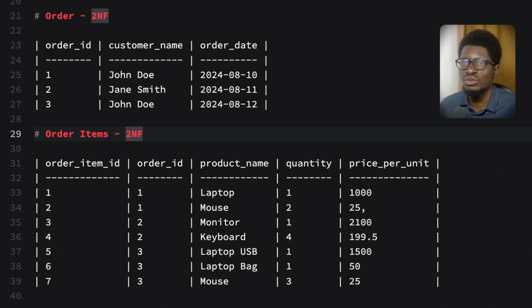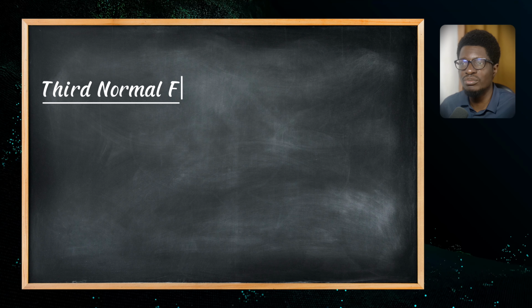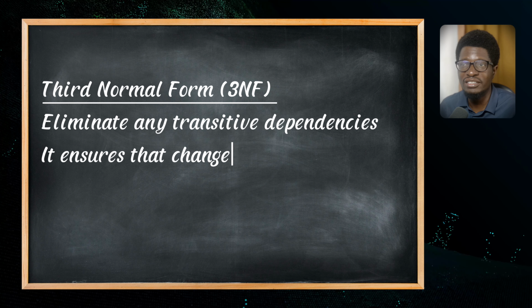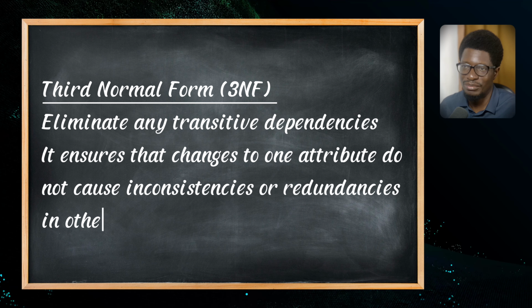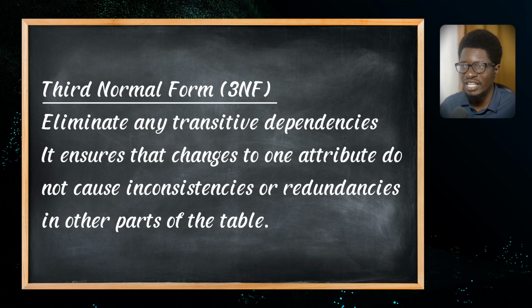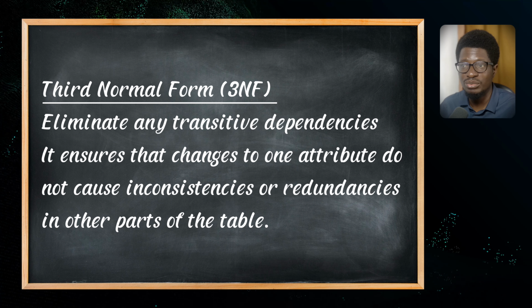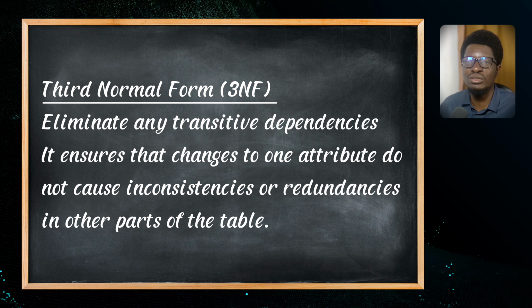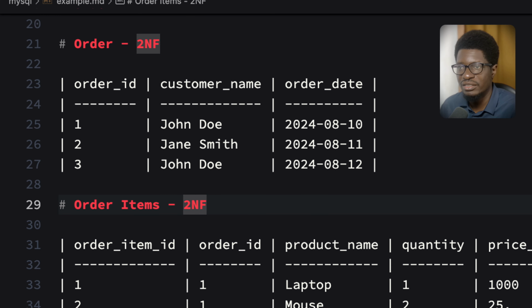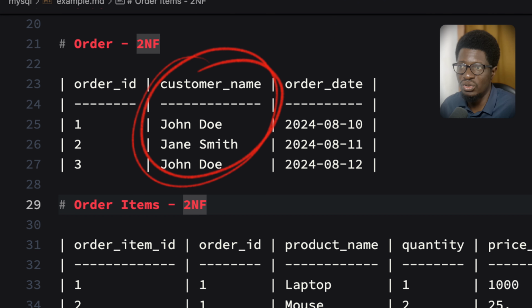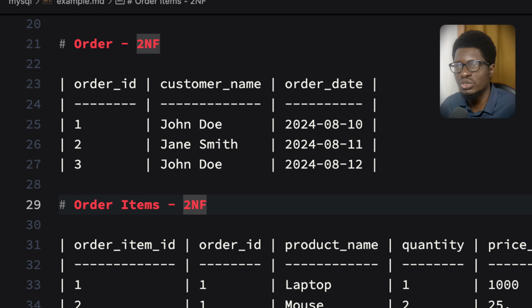Finally, we go to the third normal form. What's the third normal form about? To move the table from second normal form to third normal form, we need to eliminate any transitive dependencies. What does that mean? That means no non-key attribute should depend on another non-key attribute. Each non-key attribute must depend only on the primary key. So the steps to normalize to third normal form: identify transitive dependencies. In the current order table, customer name is not directly related to the order ID itself. Instead, it relates to the specific customer. This creates a transitive dependency because customer name can be stored separately in a customer table.